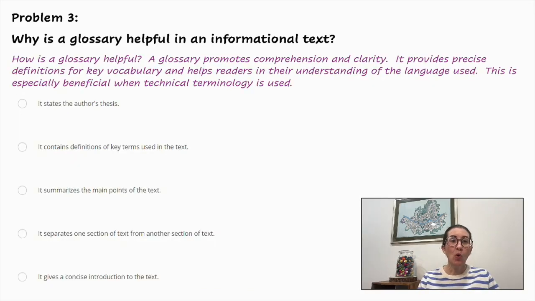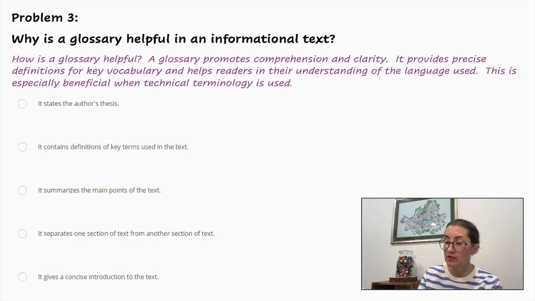Problem number 3. Why is a glossary helpful in an informational text? Let's look at what a glossary is and why we have them. A glossary promotes comprehension and clarity. It provides precise definitions for key vocabulary and helps readers in their understanding of the language used. This is especially beneficial when technical terminology is used. So a glossary is the section of a text with definitions. Simple as that. So let's look at our answers.